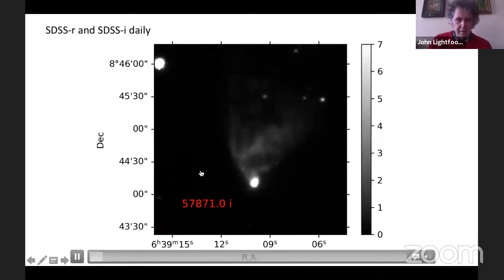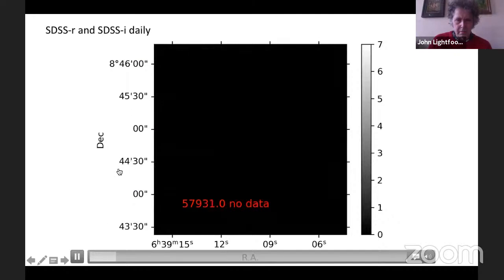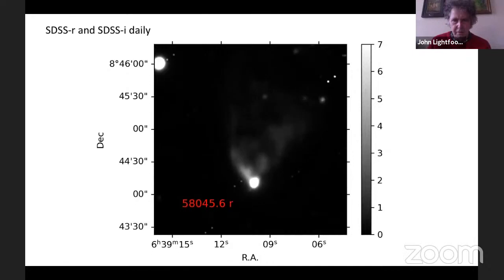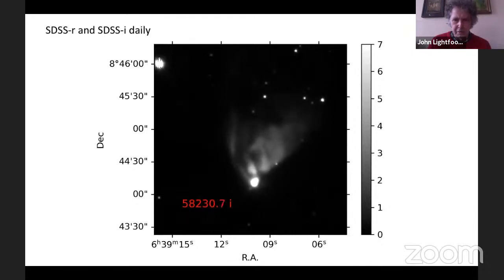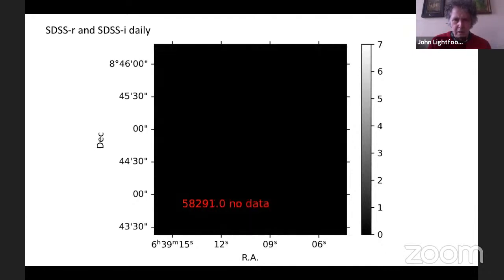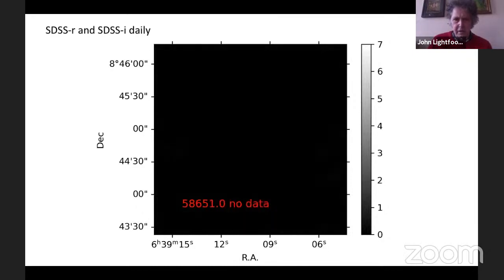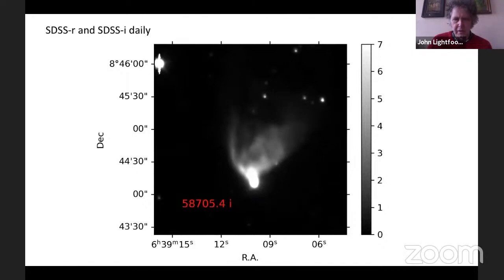Right, so this is the data. This is the straight data from R and I band filters. The red number is the modified Julian day of the observation. And I've made an effort to make time flow evenly so that things move at their real speed. So this sequence started in early spring 2017.